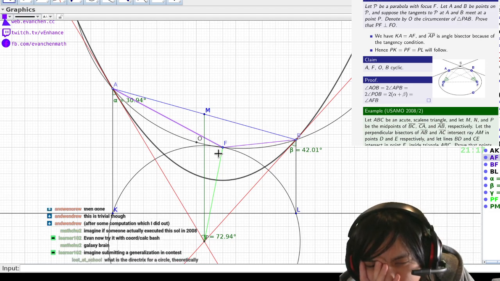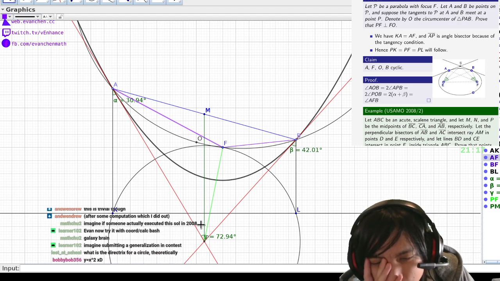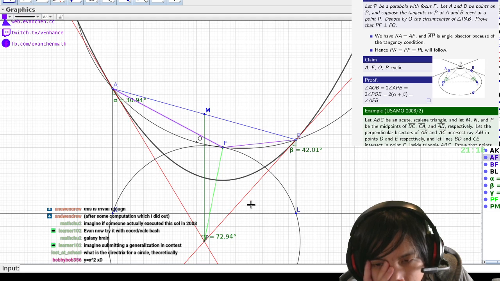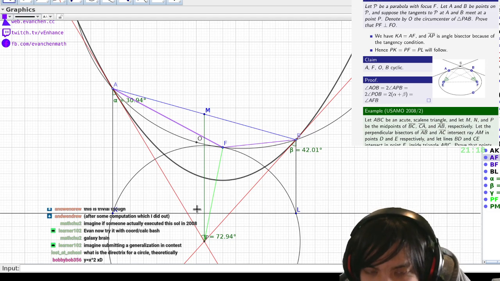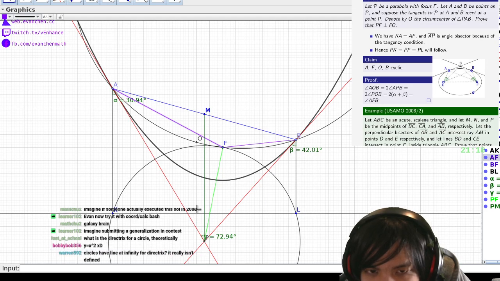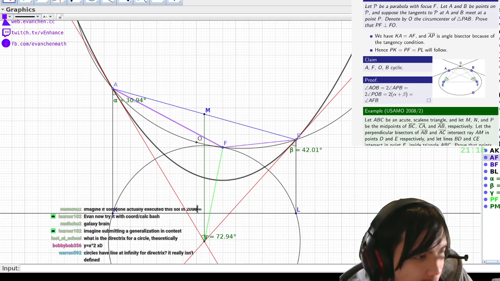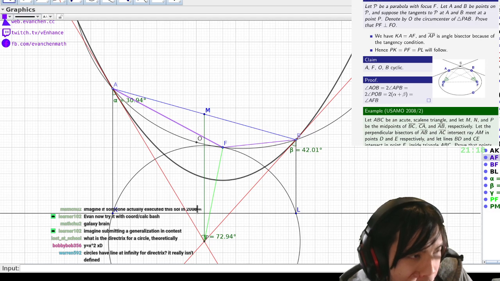Wait, hold on. So if I start with this, this angle is equal to this angle, the alpha is here. How would I translate that to showing that there is a parabola that I can draw? Circles have the line at infinity for directrix? I guess so.